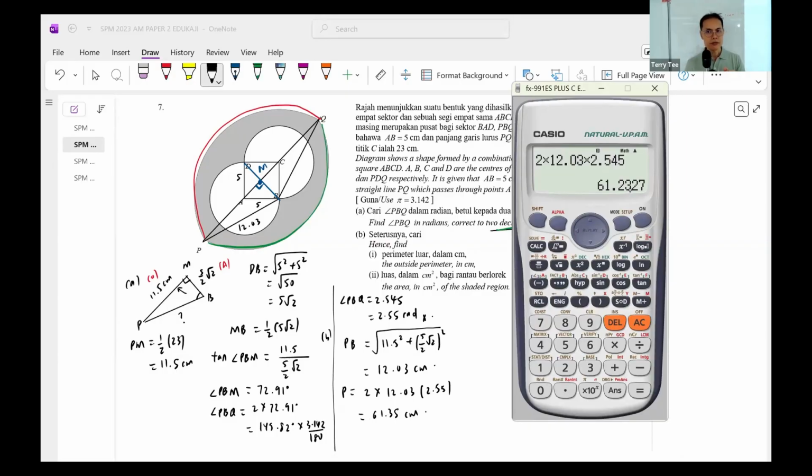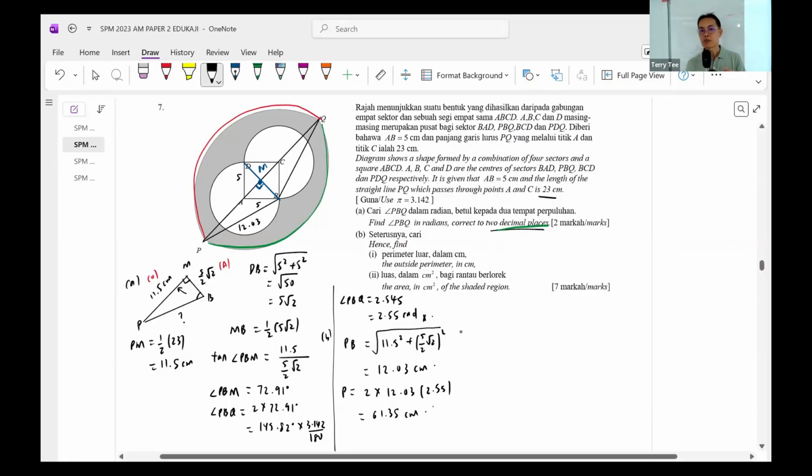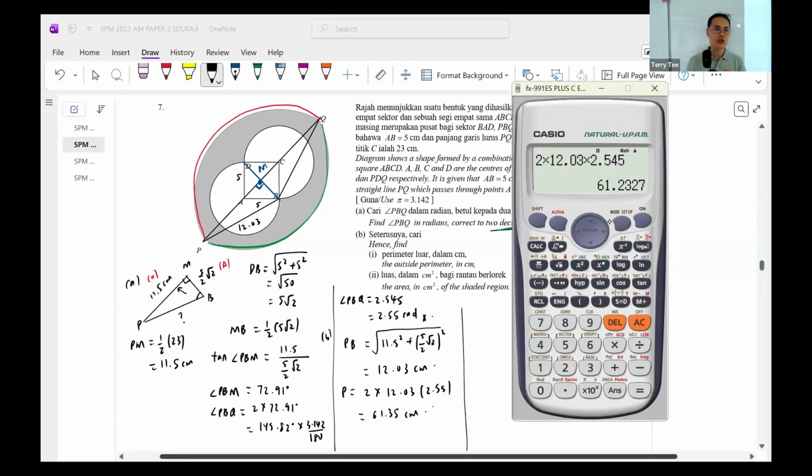Yes, so quite different. But in this case, it's not wrong if you use 2.55, like I said, because the question already says use 2 decimal point. I'm using the result. They cannot penalize me for using their result. What they wanted was 2 decimal. But if you use, guys, 2.545, you get 61.23, which should be correct, because it's a more accurate answer actually.